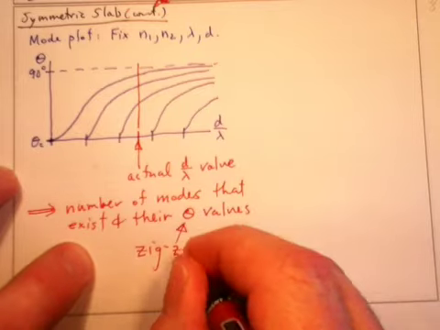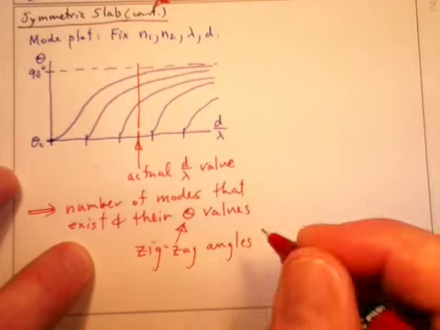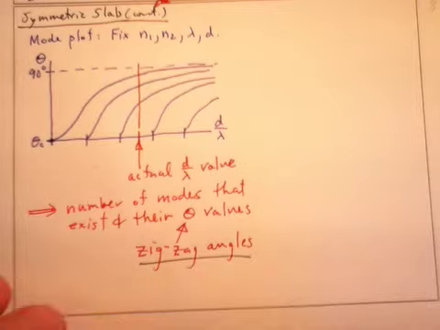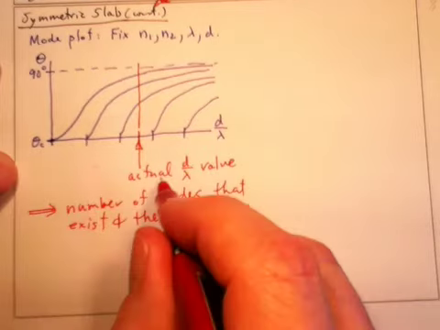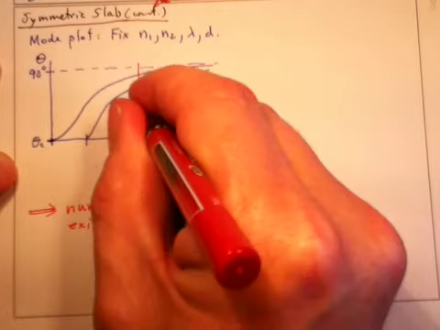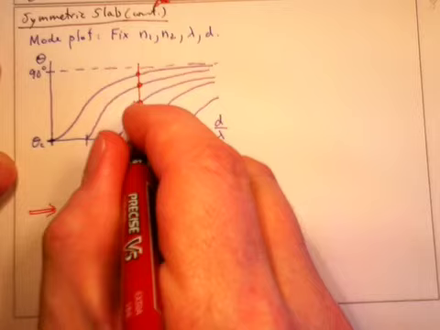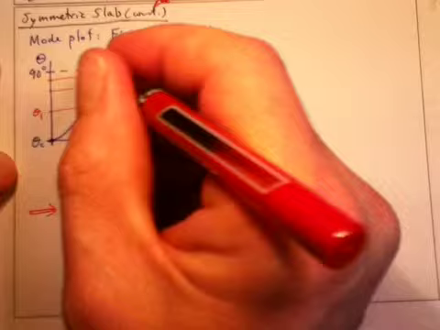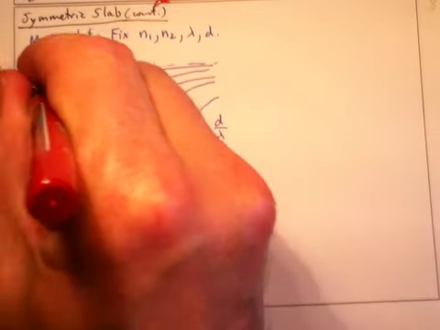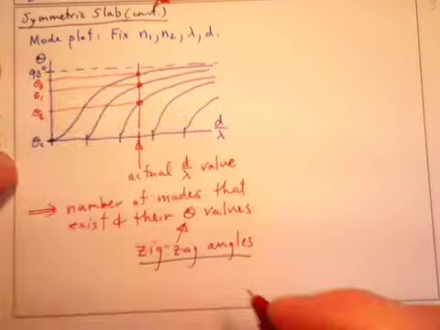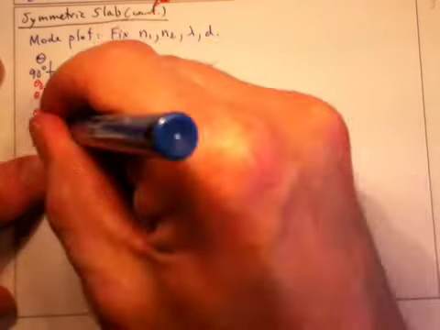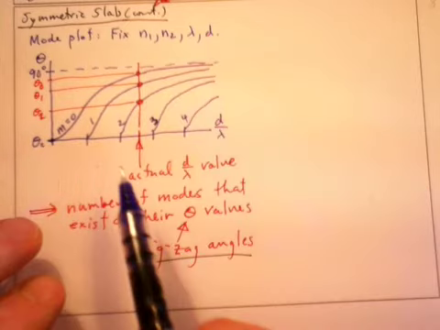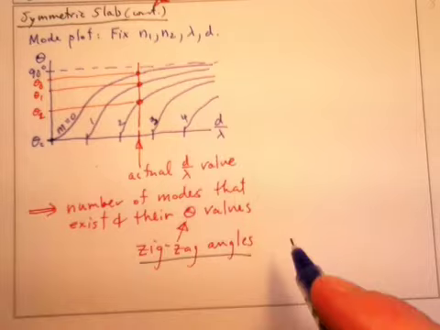Okay, so this gives us a fairly complete description of our waveguide. For example, if this were my actual d over lambda value, then I would find these three modes and they would have these three zigzag angles. I'll call them theta 0, theta 1, and theta 2, because this is m equals 0, 1, 2, 3, 4. These are how the modes are labeled. So this is what we can do with that mode plot.